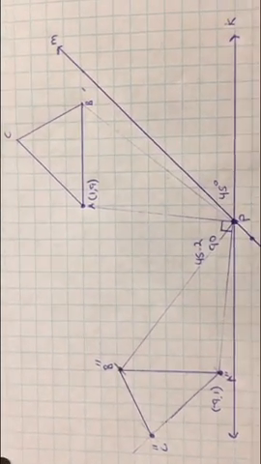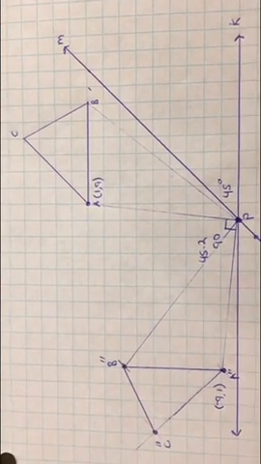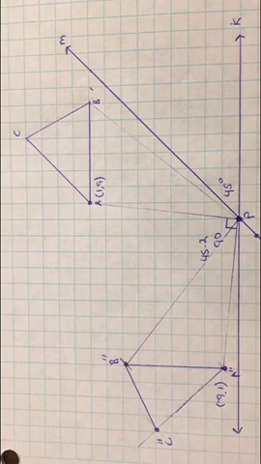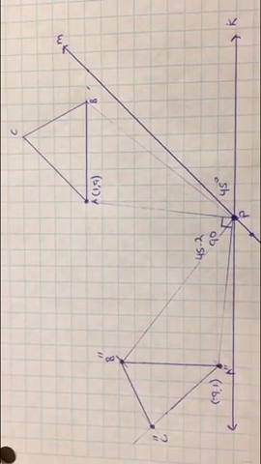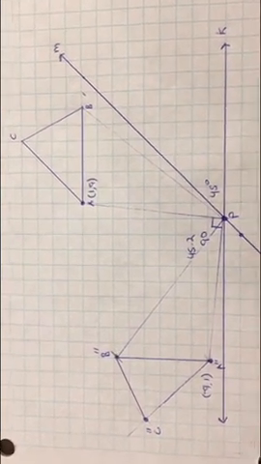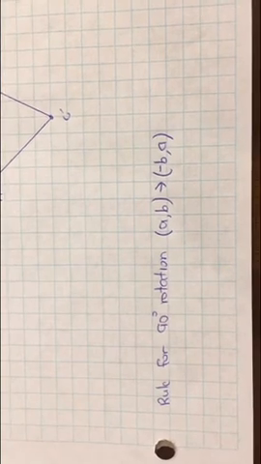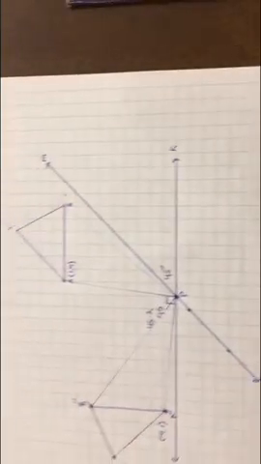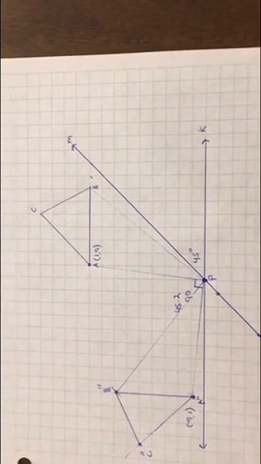I can do that for B to B prime and from C to C prime, starting at the origin, point P, going to C, from the origin to C prime. They all form 90-degree angles. Now I would expect this because that's my rule for a 90-degree rotation. (a, b) goes to (-b, a).